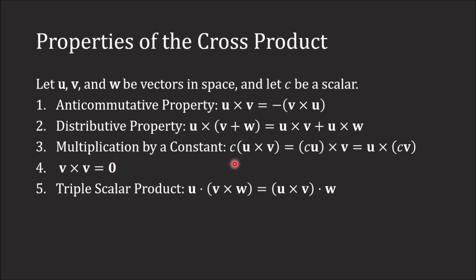Multiplication by a constant, C times (U cross V), this is similar to the dot product one, is CU crossed with V, which is U crossed with CV. Any vector cross itself will give you the zero vector. And if you take U dot (V cross W), it's the same as (U cross V) dotted with W.